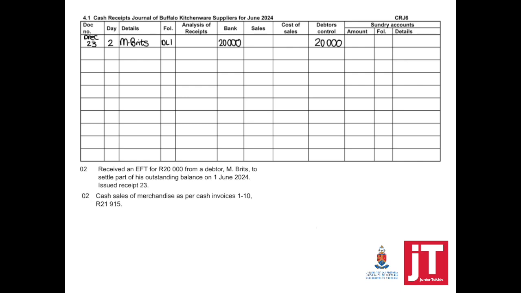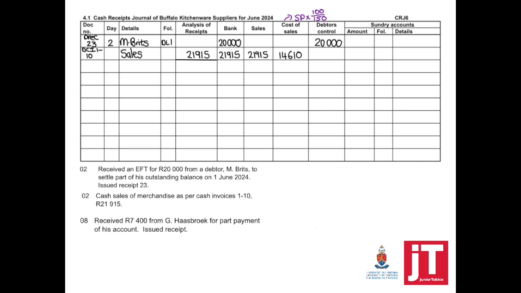On the same day, cash sales of merchandise as per cash invoice 1 to 10, $21,915. Source document, duplicate invoice. Make sure that you write the number 1 to 10. Details, sales, analysis of receipts, $21,915. Bank, $21,915. And then sales, this is the reason why we've received the money, $21,915. And to calculate the cost, take the selling price times 100 divided by 150.